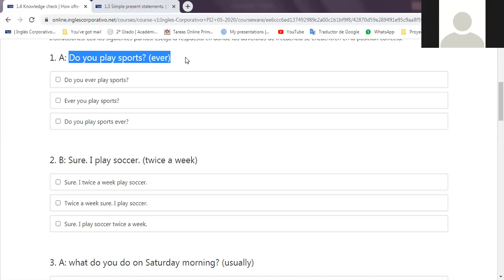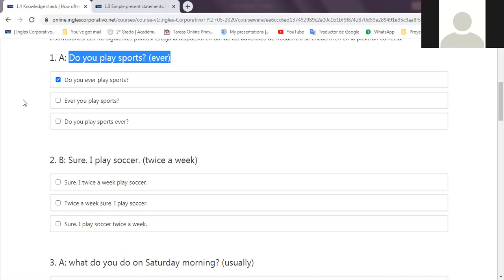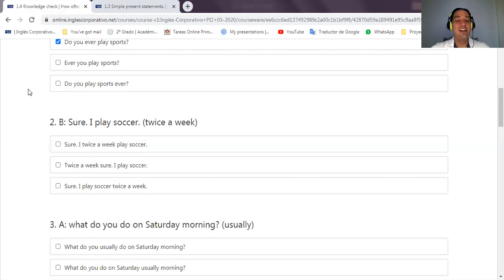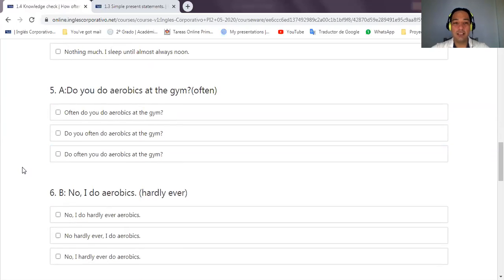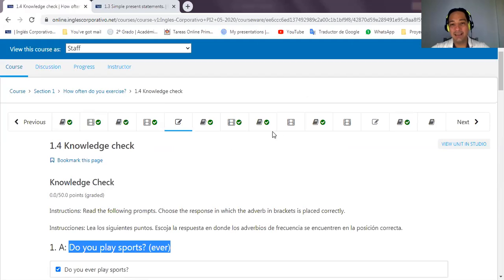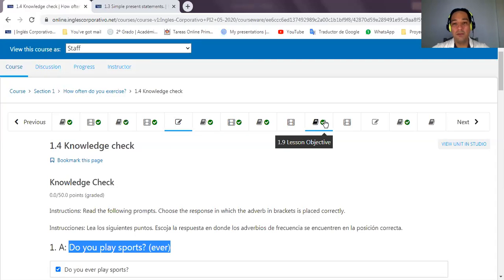Do you play sports? Do you ever play sports? Easy, very good. Okay. Y así vamos. Esto solo es de ir poniendo los chequecitos. Solo eso tienen que haber completado hasta ahora. ¿Sí? El siguiente quiz está hasta acá, el 1.11, y aún no hemos cubierto eso. Okay. Mañana hablaremos de pronunciation, intonation with direct address. That's very important. Vamos a cubrir hasta acá el día de mañana y luego vamos a finalizar, ¿ok?